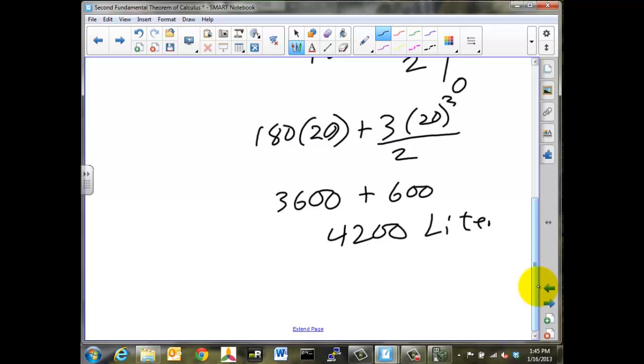4,200 liters. So after 20 minutes, if everything stays like it says in that problem, there's 4,200 liters of that chemical in the tank. Okay? Not too complicated yet, is it? Ready to move forward?